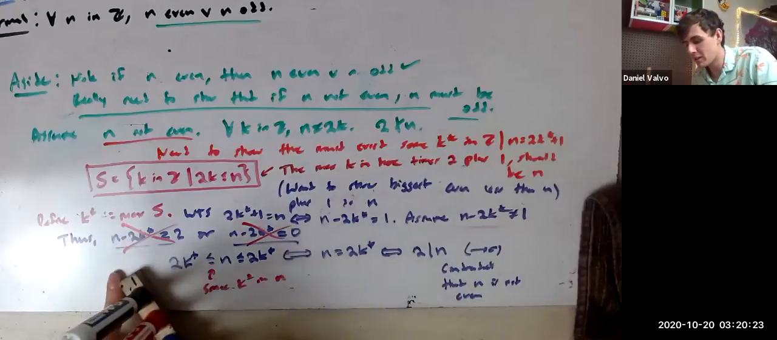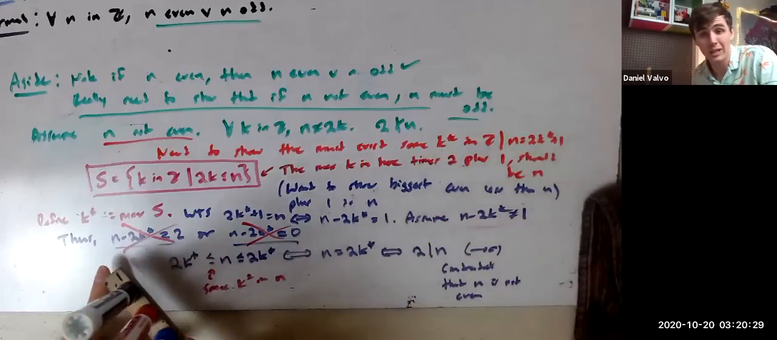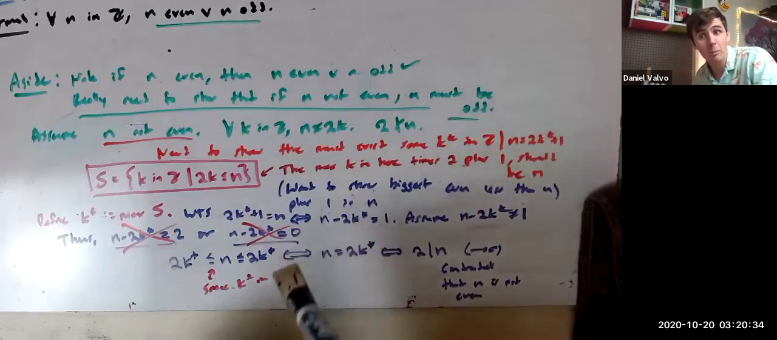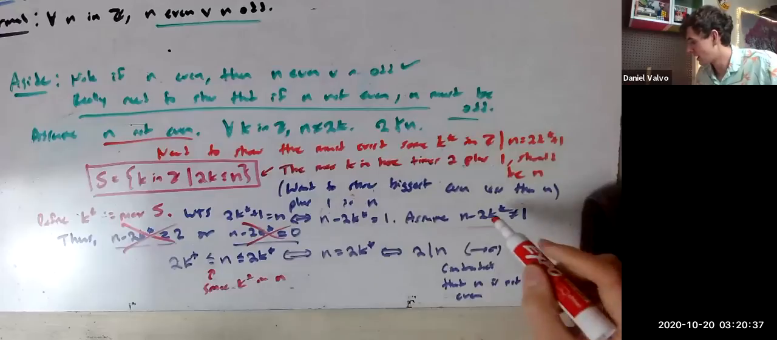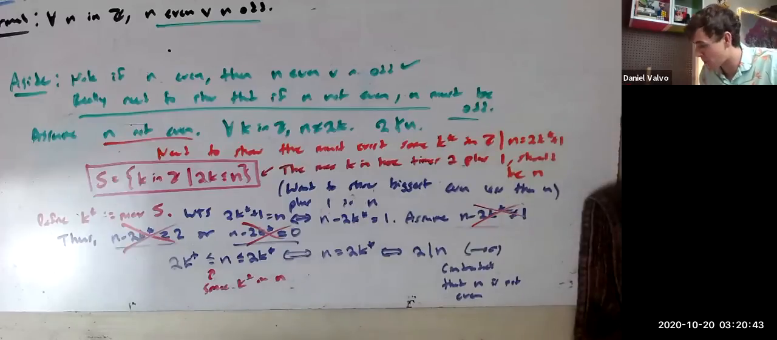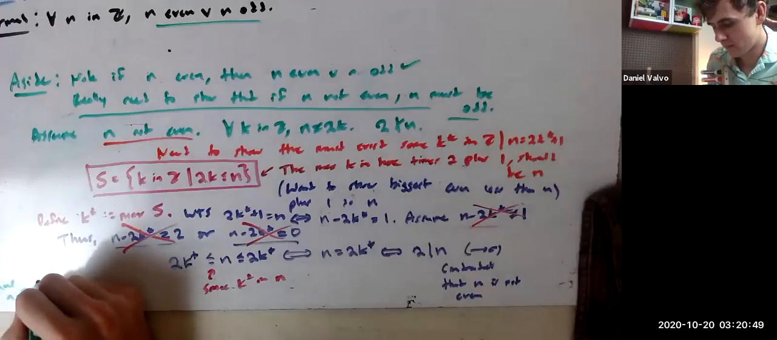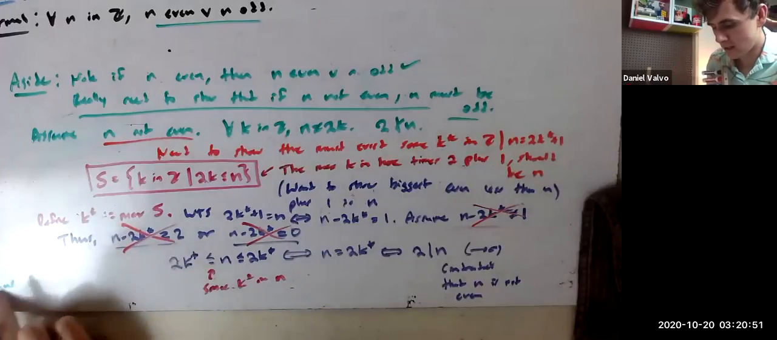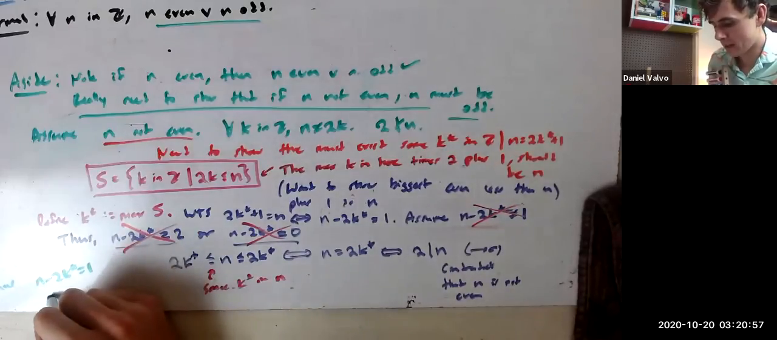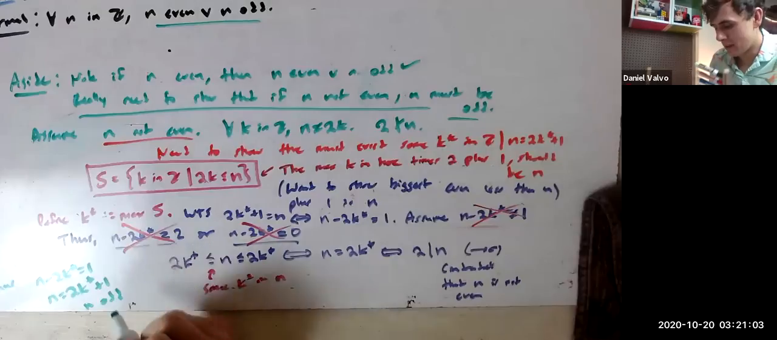So we've shown that n minus 2k star cannot possibly be bigger than or equal to 2. And it cannot possibly be less than or equal to 0. Both lead to contradictions. Meaning n minus 2k star cannot not equal 1, meaning n minus 2k star must equal 1. And what does that mean? That means n equals 2k star plus 1, meaning n is odd.